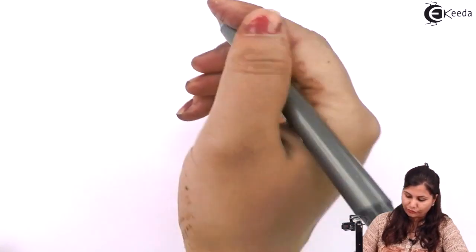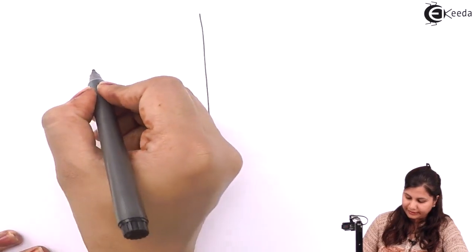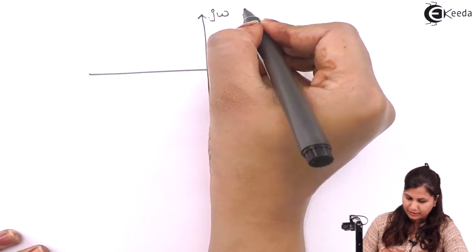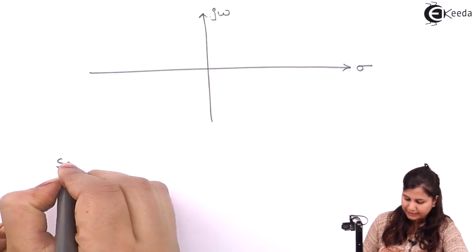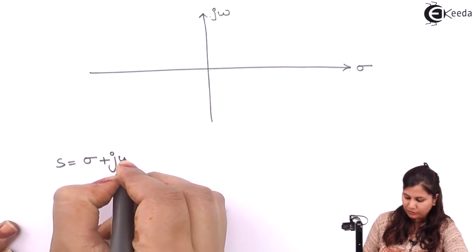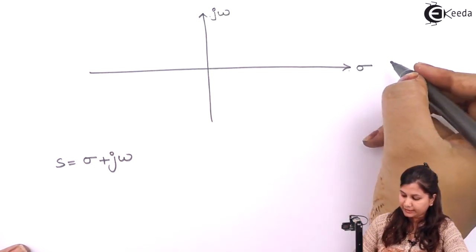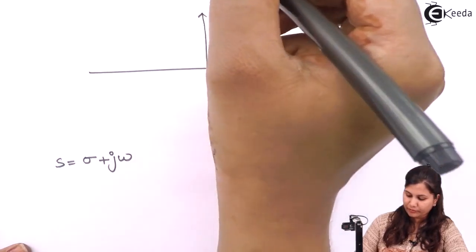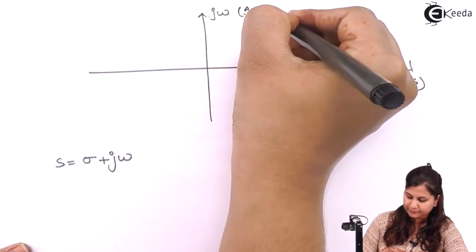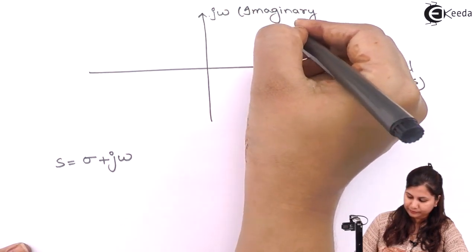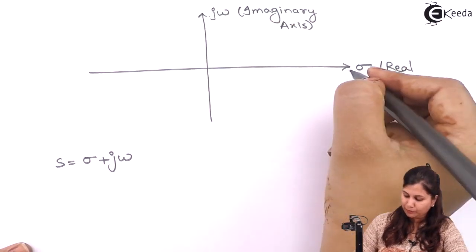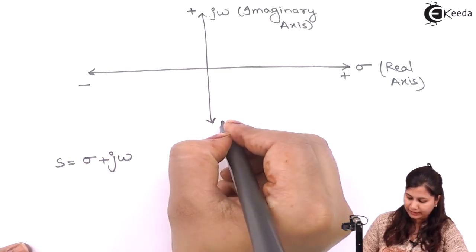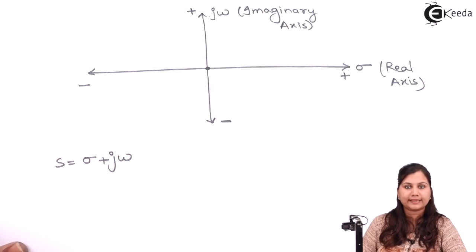The S plane consists of the imaginary and the real axis. It is j omega and it is sigma. Why? Because S equals sigma plus j omega. So sigma is the real axis, and j omega is the imaginary axis. This side is positive and this is negative. This is positive, this is negative, and this is S equals 0.